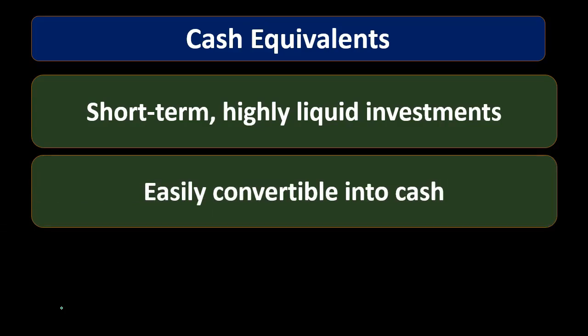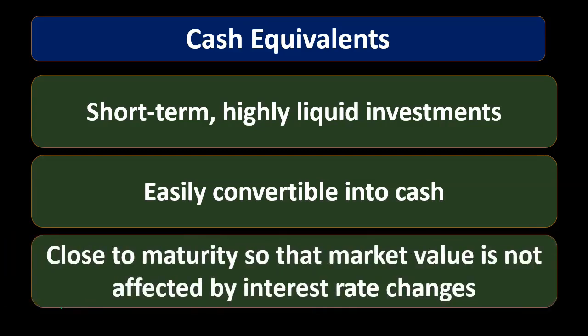Easily convertible into cash, things are going to be changed to cash very easily. Close to maturity so that the market value is not affected by interest rate changes. So if something is really close to maturity, then we're going to say, okay, it's pretty close to cash because it's right next to the maturity. And therefore, we're going to include it in cash on the balance sheet, and we're going to be using it within the statement of cash flows to look at the change in cash.